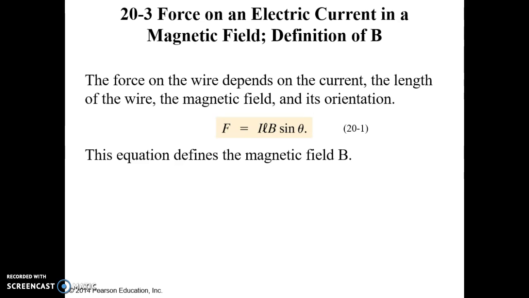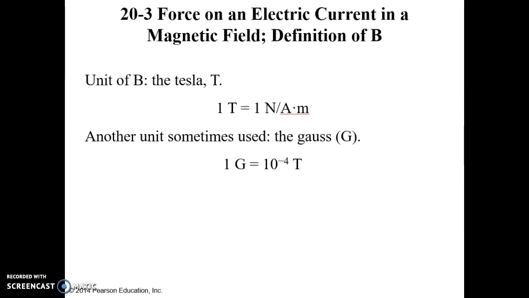Now, please take note of the close wording between magnetic force and magnetic field. Magnetic force is variable F, and magnetic field is variable B. The unit for magnetic field is Tesla, using the letter capital T. We will not use Gauss in this course.